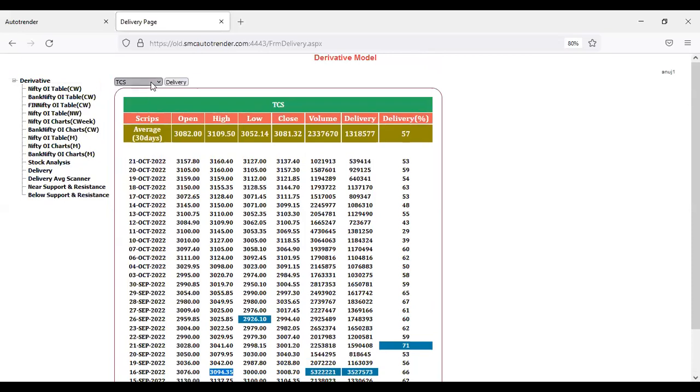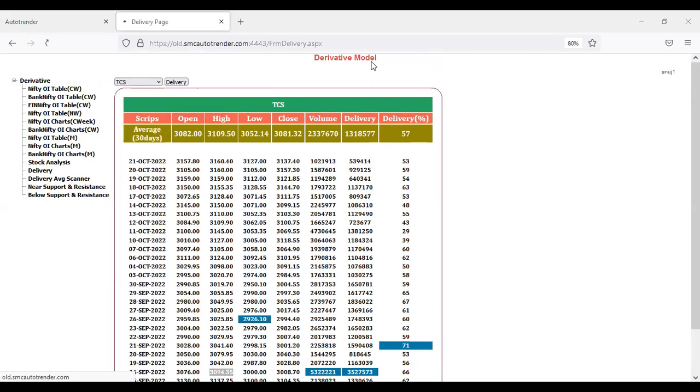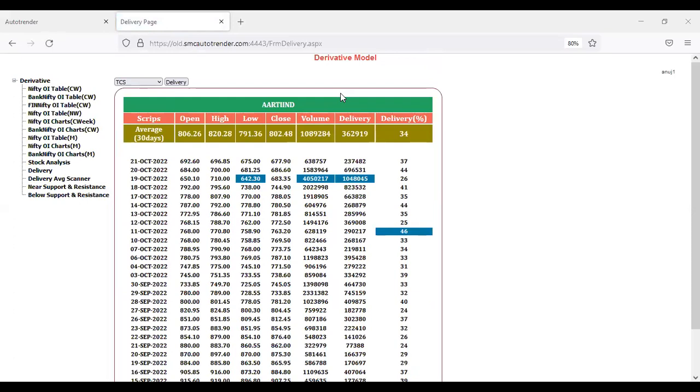And another stock which you might look at, anyone can give me a stock, say in the chat box, anyone can give me a stock. Say Ankit Nair ji has requested ICICI Bank. So I'll take ICICI Bank for example.